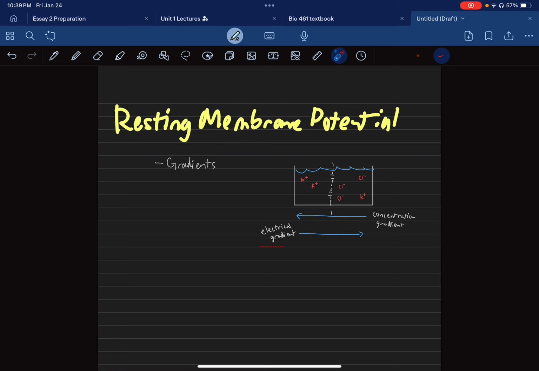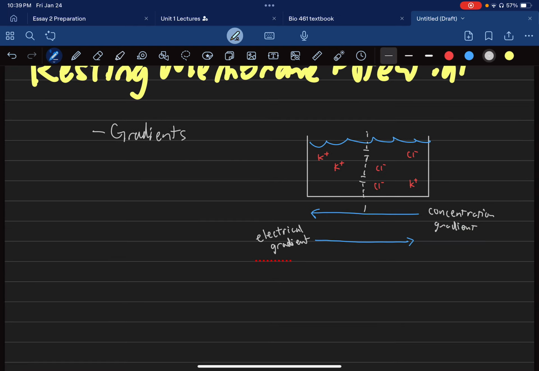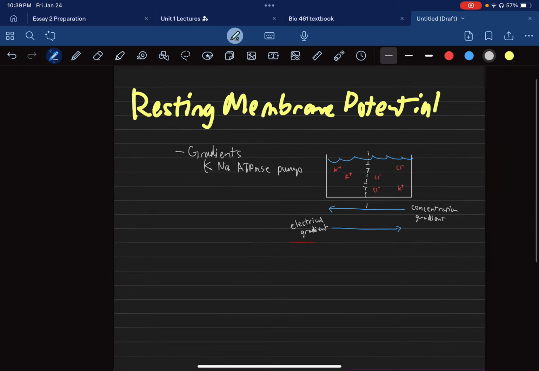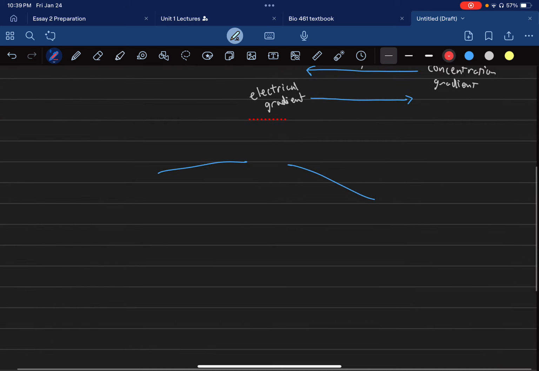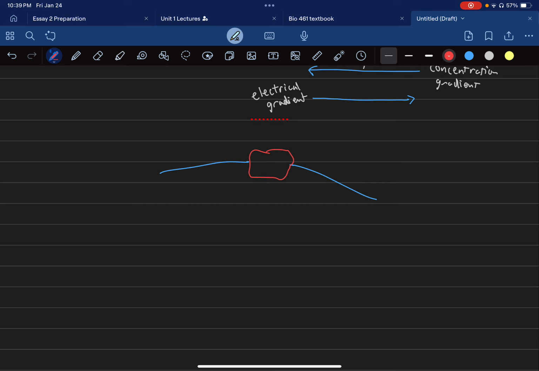And so the properties of a cell membrane that account for the development of this, let's just start with gradients. There's something called the sodium potassium ATPase pump. And on a cell membrane, we're going to have a little pump here. And what it's going to do is pump 2 potassium ions in and 3 sodium ions out.